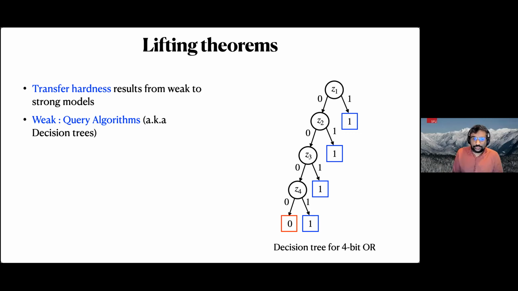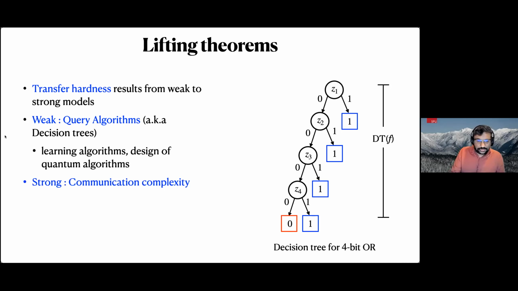Query algorithms or decision trees are sort of the Goldilocks zone where there are enough interesting lower bounds, and for many interesting problems, we can actually prove lower bounds in a straightforward manner. It's also the model where many interesting algorithms, especially quantum algorithms, were discovered. And the idea is to lift the lower bounds and upper bounds from this very weak model of computation to a strong model of computation, which is communication complexity.